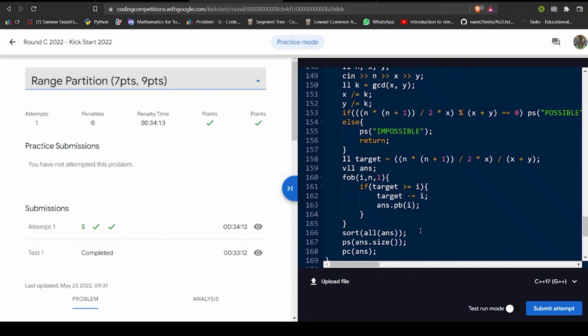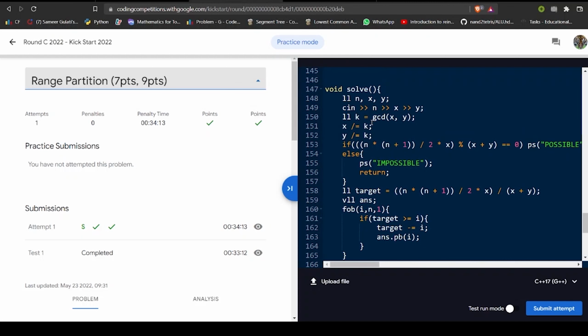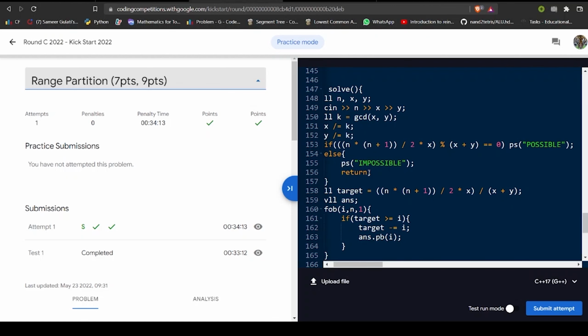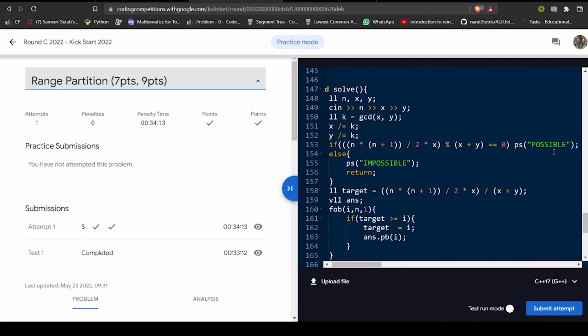It's just the implementation. So earlier, just to make the number smaller, I'm dividing x and y by their GCD. Now, as I said earlier, if n times n plus 1 times x divided by 2 times x plus y is not divisible, then the answer is impossible then and there itself. Otherwise, the answer is definitely possible.